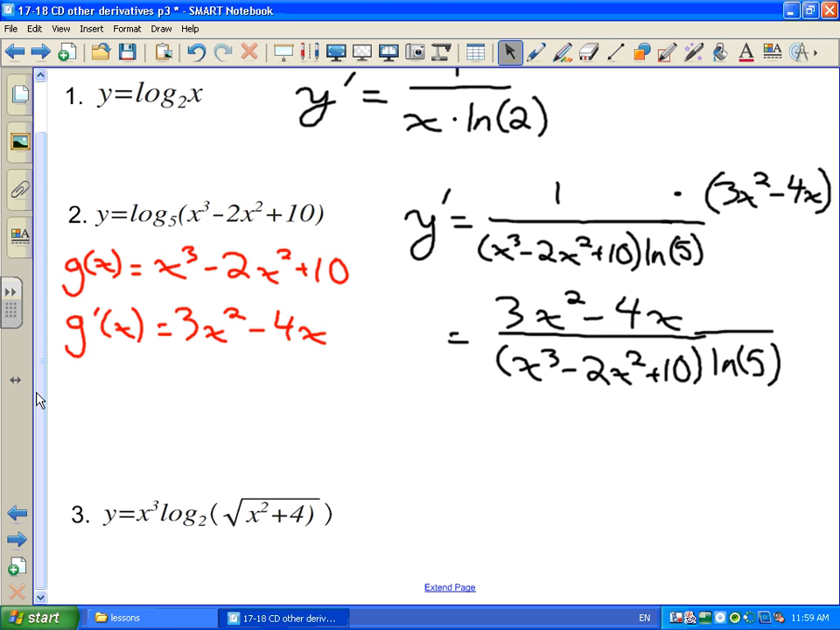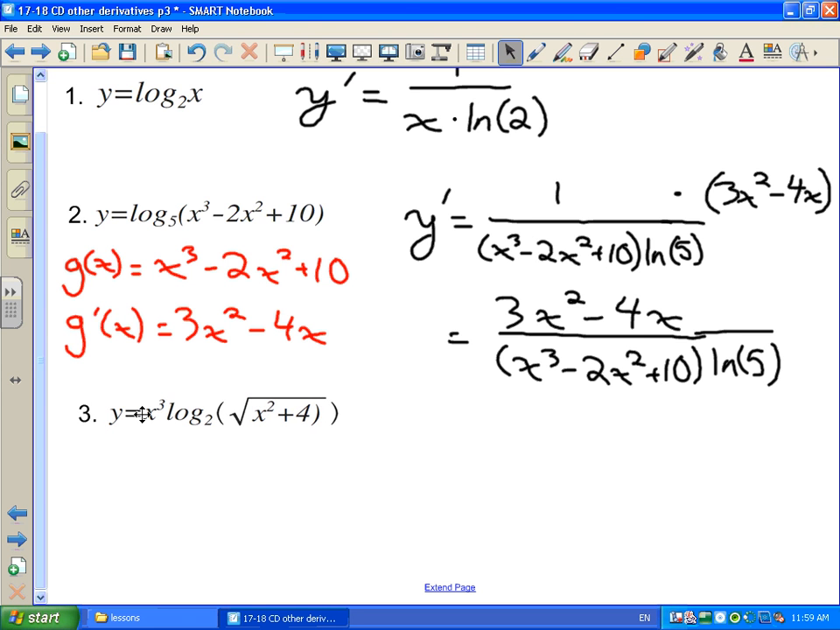Okay. Are we ready to try the tough one here? Yeah. So we've got to do product rule because we've got two functions, x cubed and log to the base 2 of something. And then taking the derivative of this second term here, the log to the base 2 of all that stuff, is going to involve using the chain rule, not once, but twice. Because we have a function that is our logarithm function. Inside of that, we've got our square root function. And then inside of that, we've got another function, x squared plus 4.